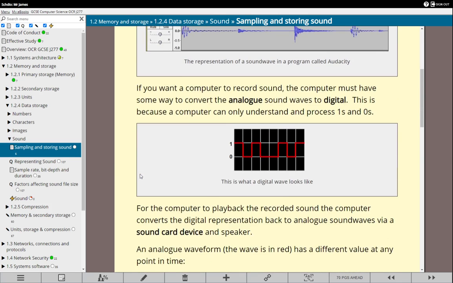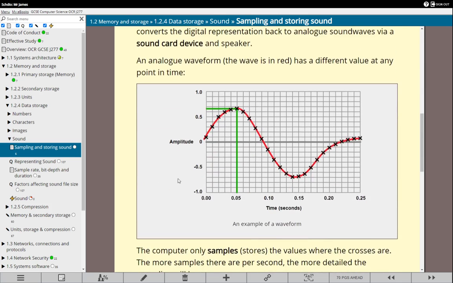So let's have a look at a slightly blown up sound wave. So here's a sound wave. We can see the amplitude. The amplitude is the height of the wave. So we have a sample frequency. So this is how often we take a sample. So each of these grey vertical lines represents when we take a sample.